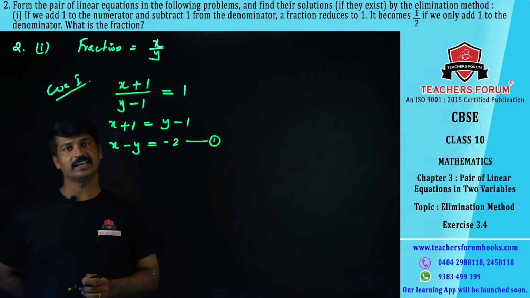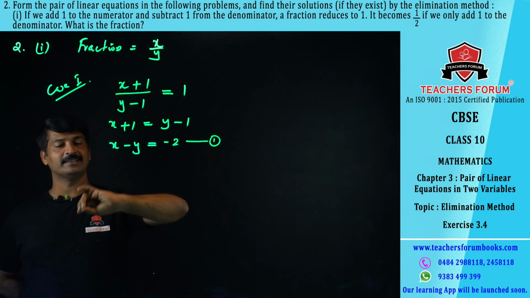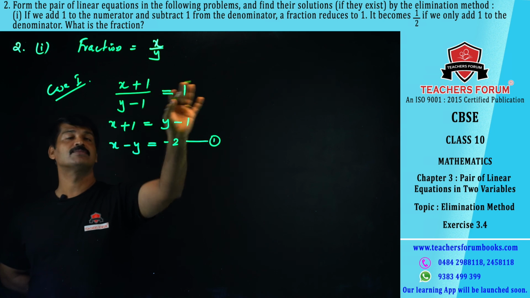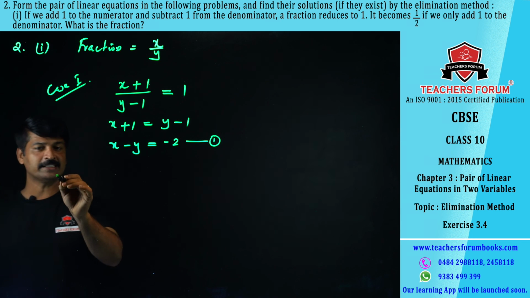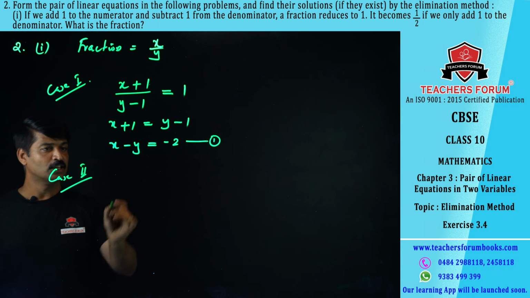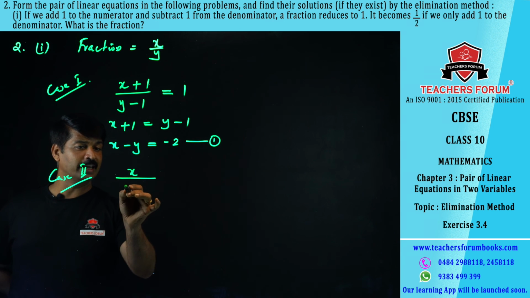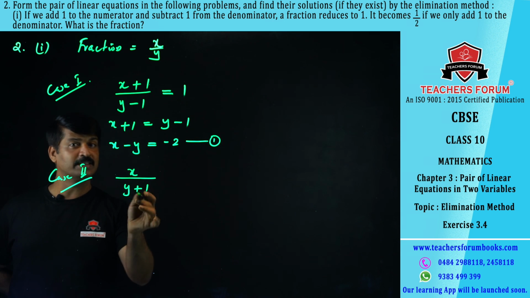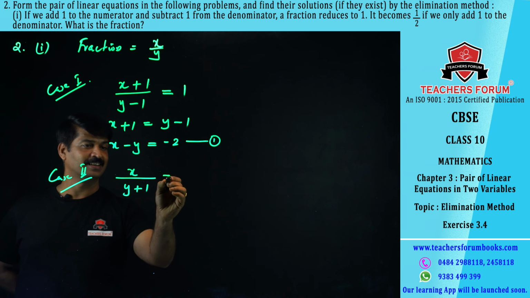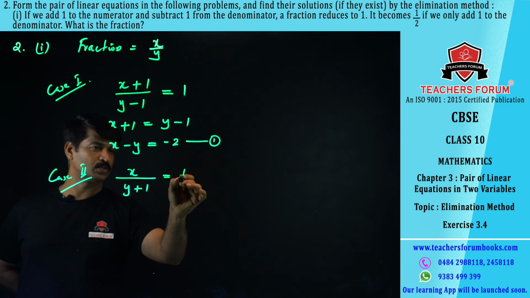What is the first case? If you add 1 to the numerator and subtract 1 from the denominator, the fraction becomes 1. Okay. Now let us see what is the second case. What is case 2? It is given that if you add only 1 to the denominator, the fraction becomes 1 by 2.